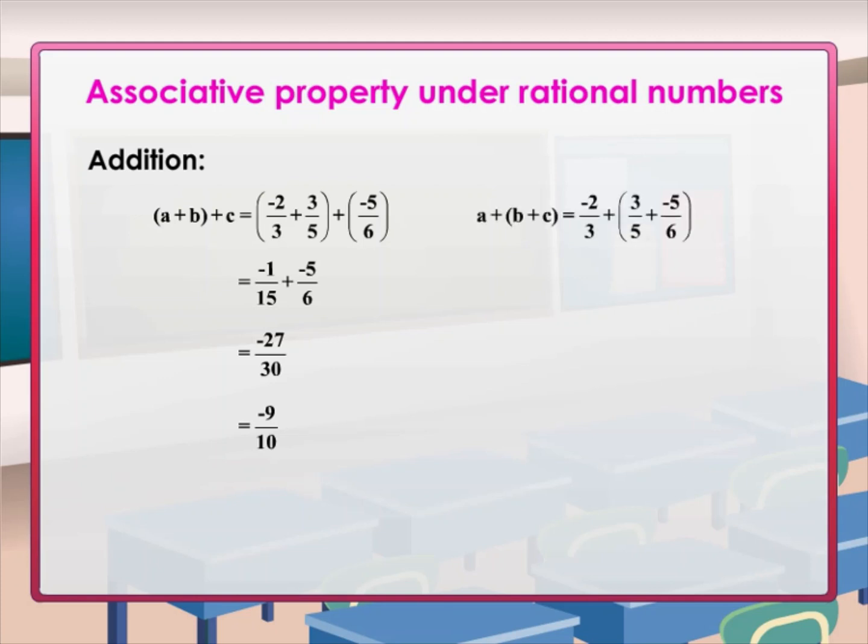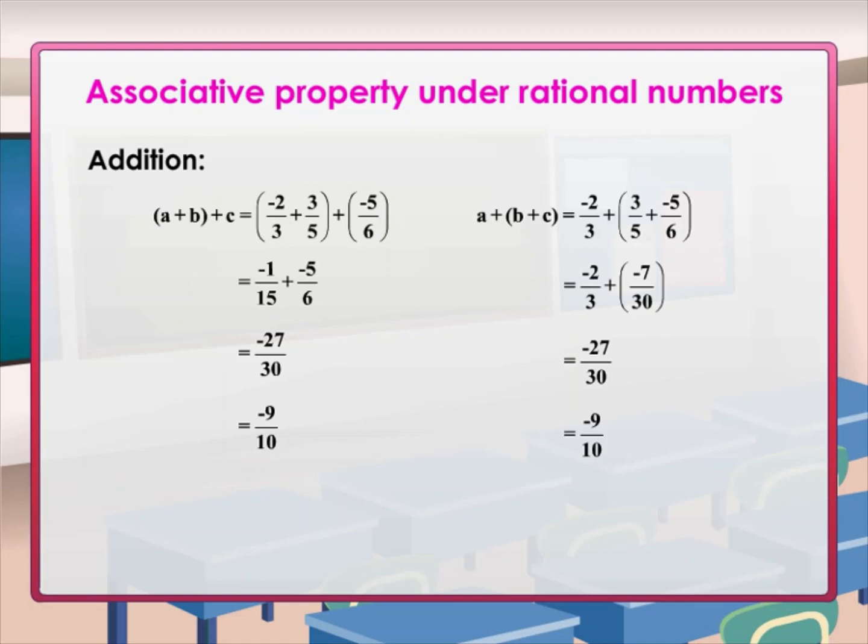Now let us try the other one. In this case, we add first b plus c, and then we add a. In this case, -2 by 3 as it is. First, we will add 3 by 5 plus -5 by 6. When we simplify this bracket, we get -7 by 30, and then we add the sum that we got, -7 by 30, to -2 by 3. And when we simplify this again by making the denominator the same, we get -27 by 30, and simplifying it, we get -9 by 10.